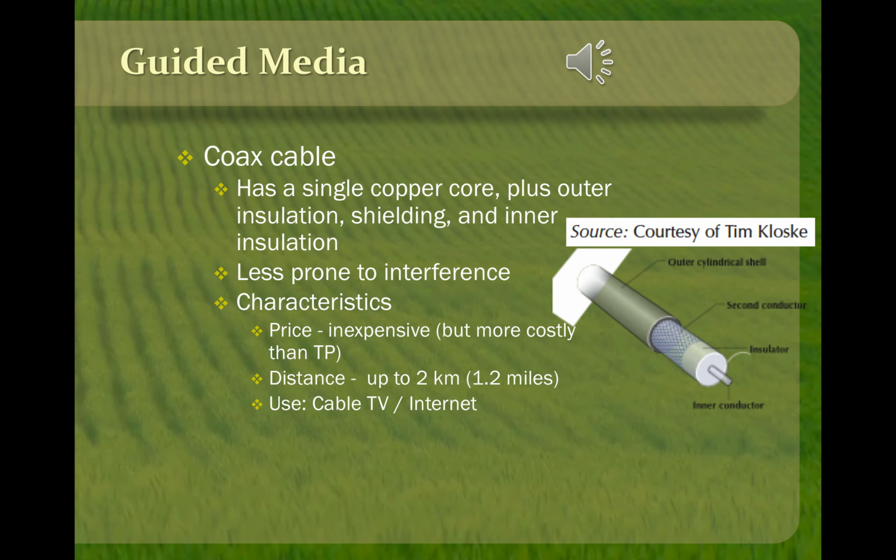The coax cable has a single copper core plus outer shielding and inner insulation. Therefore, they're much less prone to interference. Even the RG-59 wires are less prone to interference. They're still inexpensive, but they're more costly than twisted pair wire because they're a lot more heavy duty, and they carry distances of up to 2 kilometers. And like I said before, they are used primarily with cable television and cable internet connections.